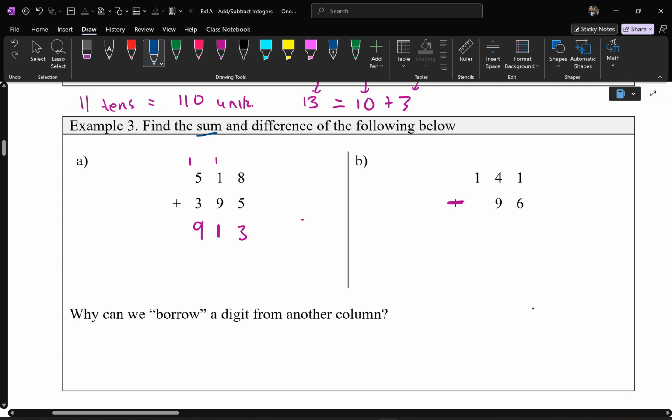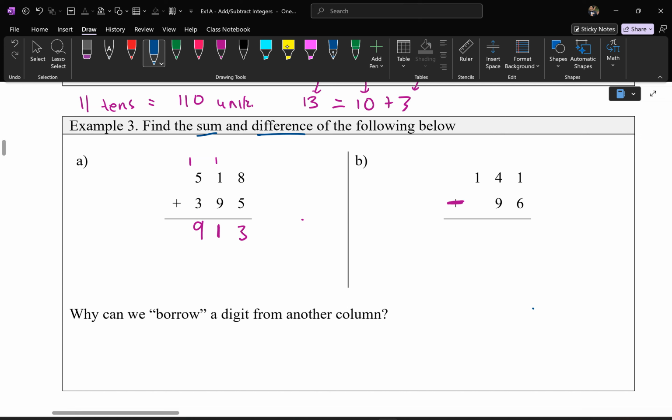Because it says here sum and difference. For those who don't know, what's sum again? Addition. So if you didn't know, let's copy that down, write it in. Sum is plus. What's difference? Minus. So if you didn't know, write it down. Difference is minus. So here, we're finding the difference of 141 and 96. Now, same idea.